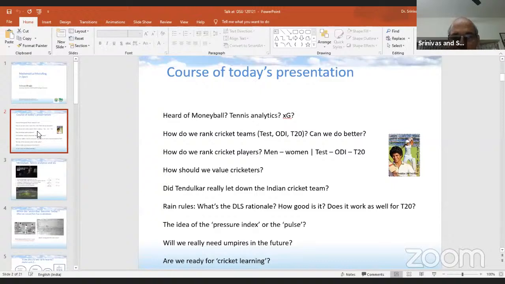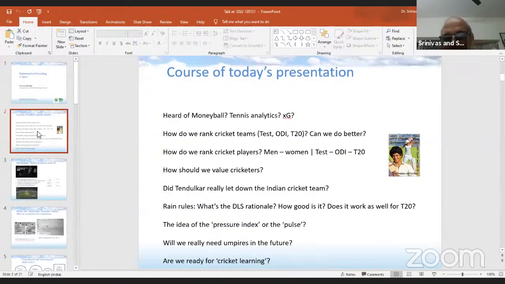And then I'll come on to the core of the lecture, where I talk about Duckworth-Lewis. Nowadays, it's called the Duckworth-Lewis-Stern method. It's for whenever a limited overs match is affected by rain or any other interruption, but these are matches that require a result. You can't have a draw in an ODI or a T20. So how do we decide who won? That's where the Duckworth-Lewis method, as it used to be called, comes into being. And that is truly mathematical modeling. So we'll talk about that.